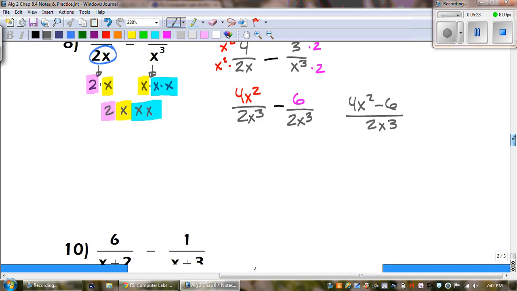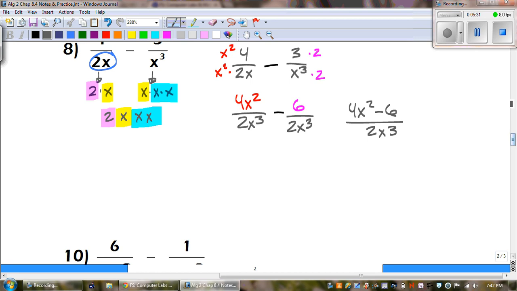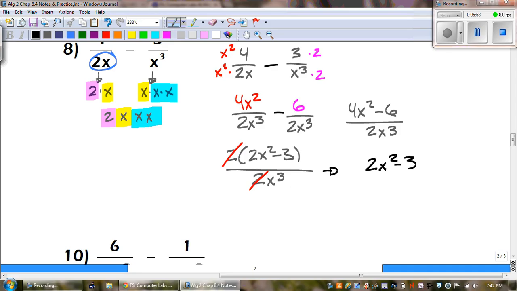Now, can I reduce or factor? That's what we have to do. First, can we factor the top? And we can. We can factor out a 2, and we're left with 2x squared minus 3, and the bottom is still 2x cubed. Can we cross anything out? Yeah, we can cross out the 2's, and what we're left with is the final answer of 2x squared minus 3, all divided by x cubed.